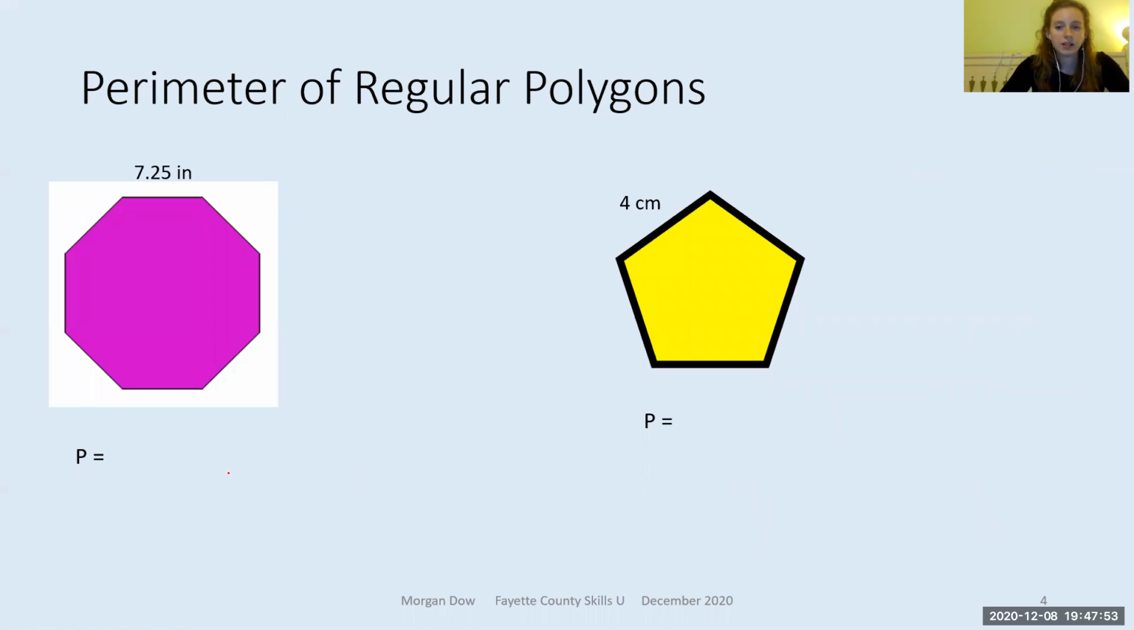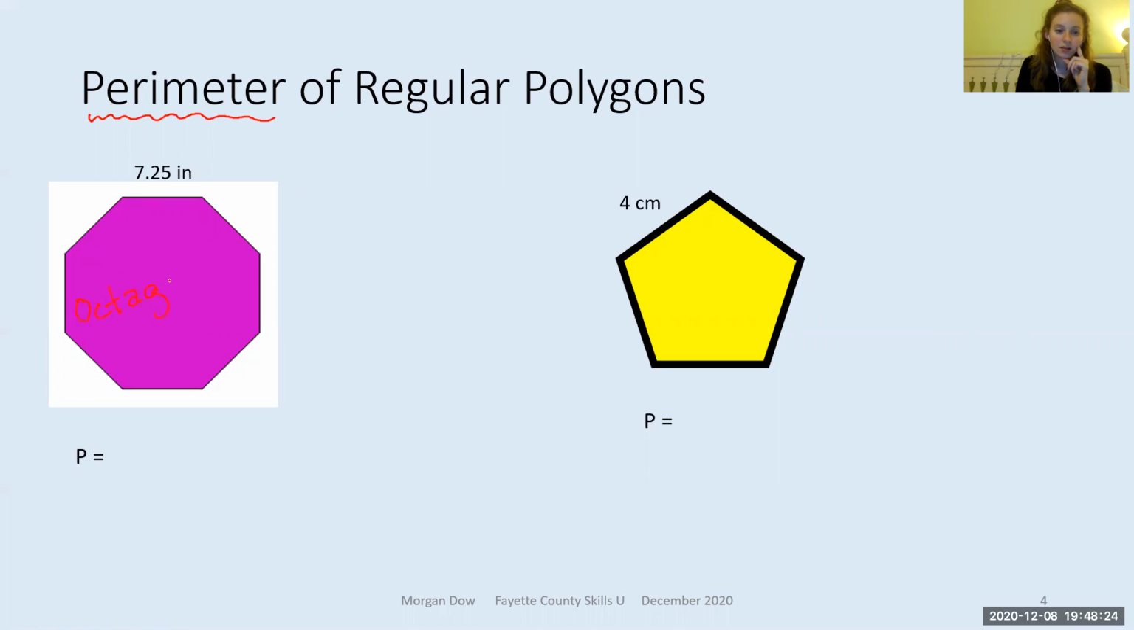All right, so let's practice calculating perimeter of regular polygons. And to do that, we want to remember what perimeter means, right? Perimeter means the distance around the outside of a shape. So if we have a regular polygon, that means all of the sides are the same. When I look at this purple shape here, I see that it's got a total of 8 sides, which means it's an octagon.